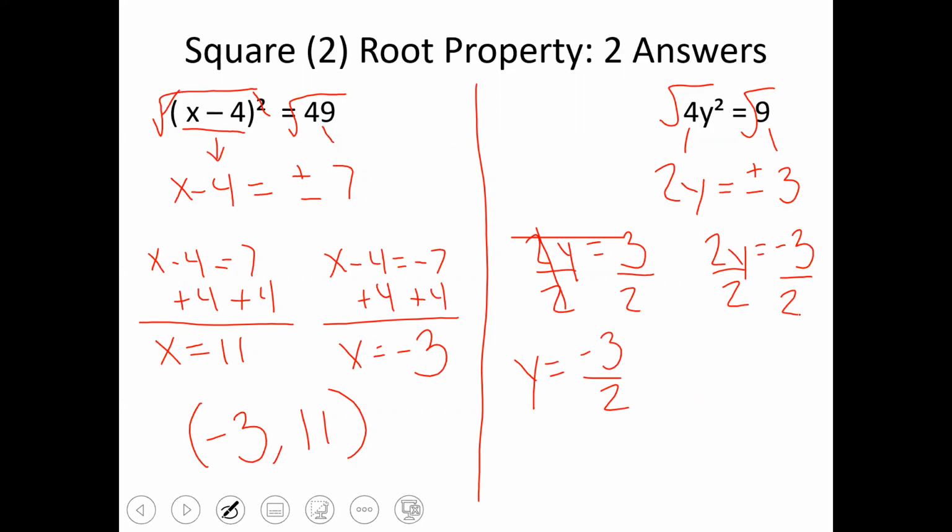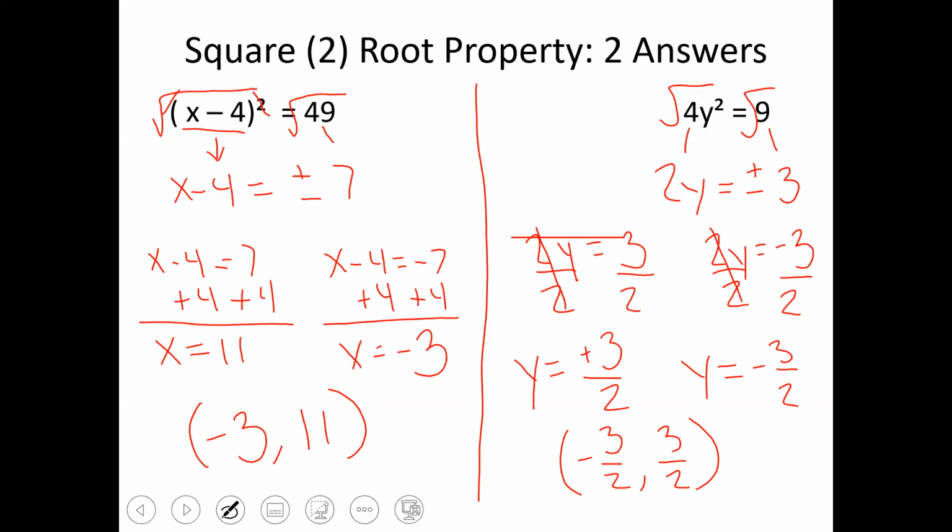Oh, that's not supposed to be there. And then 1 is a positive and 1 is a negative. And that's that answer. So that's how you do the square root property.